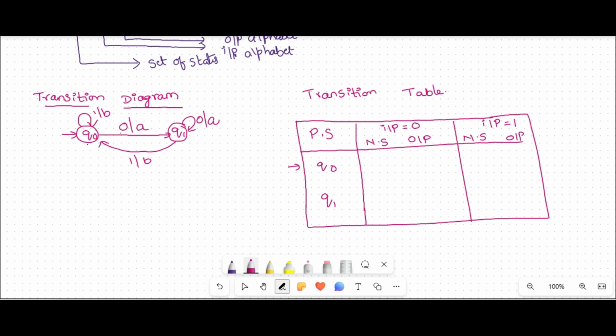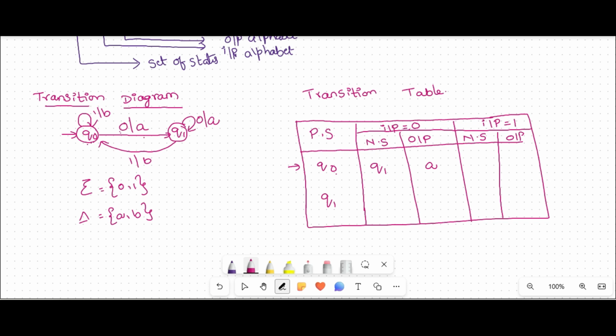Is that clear? So input symbols are 0, 1. Output symbols are A, B. Here sigma is the input alphabet, 0, 1. Output alphabet delta is A comma B. That's why, input is 0. See, Q0 with 0 is going to Q1 and the output is A.